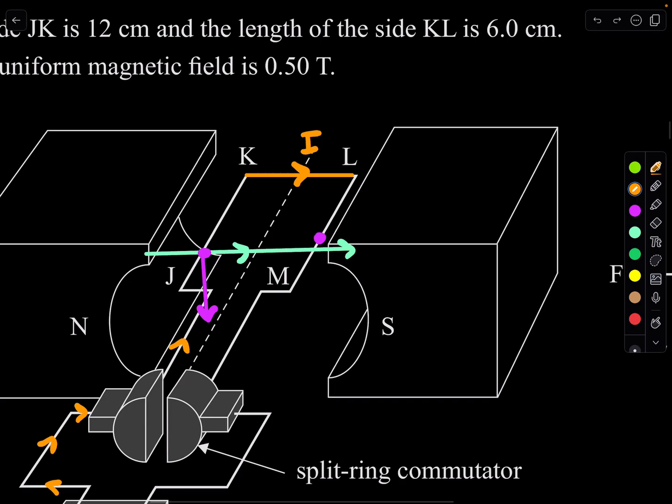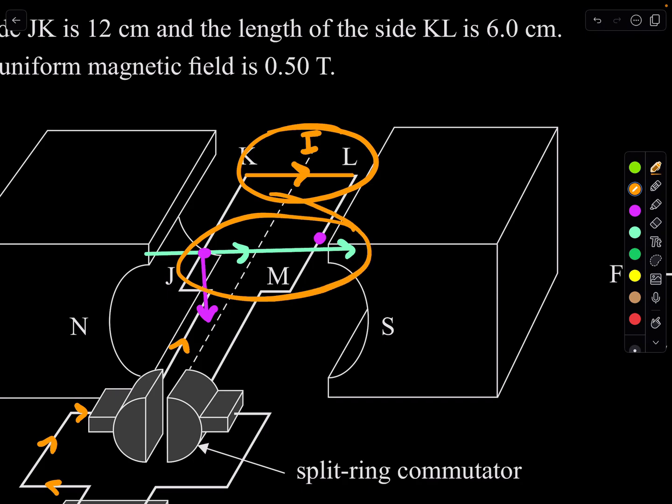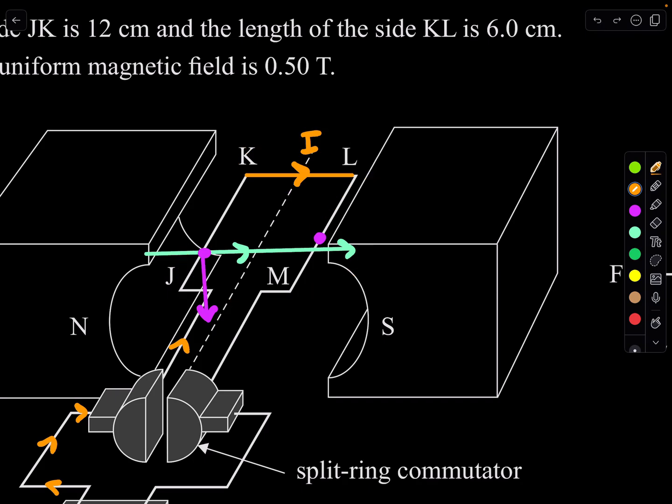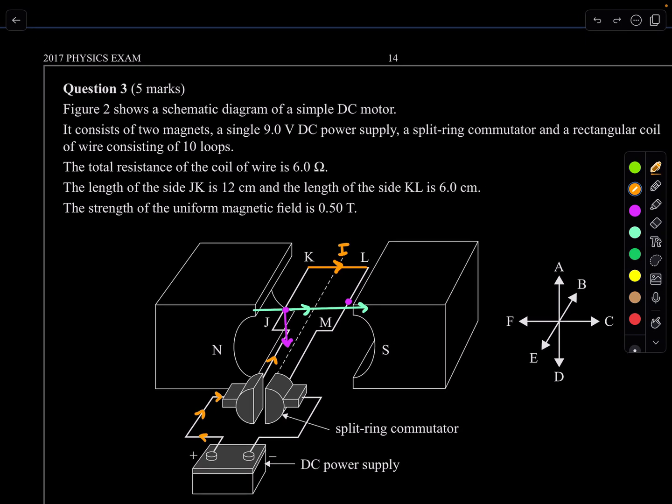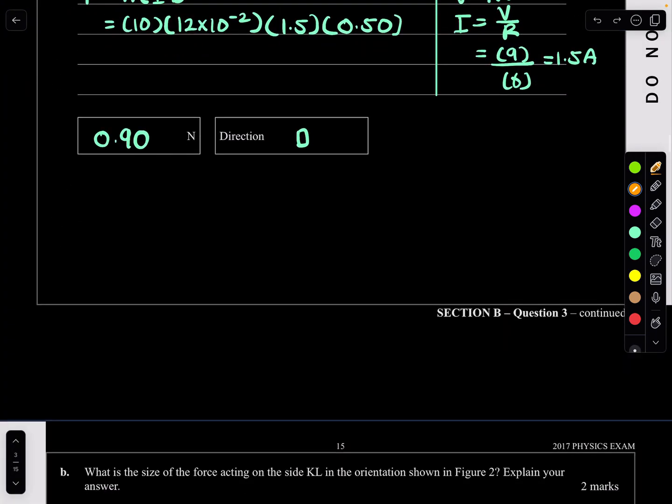And what do we know about that? There will be no force produced. Sorry, what am I saying? Let me reiterate. If the current and the magnetic field are parallel, the force will be 0. They must be perpendicular to produce a force. In this case, as we can see, they are parallel. So there would be no force. So straight away, easy mark. KL, there is no force produced.